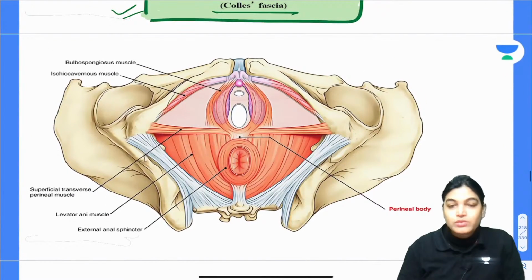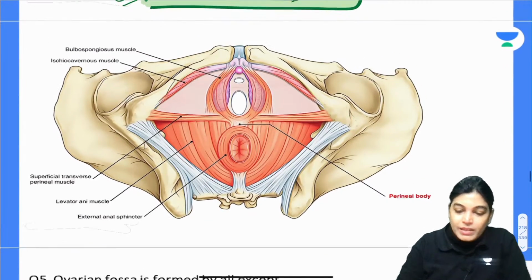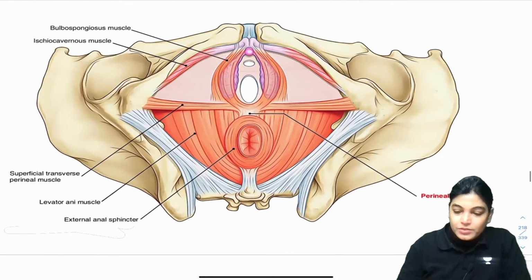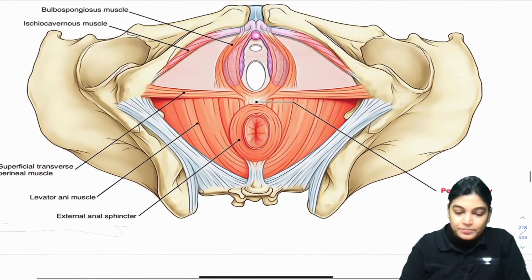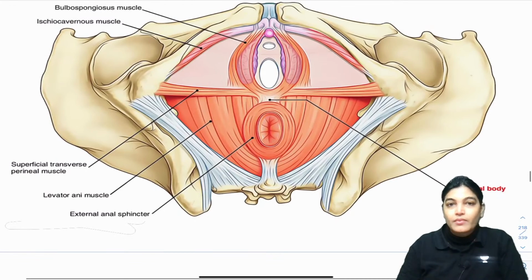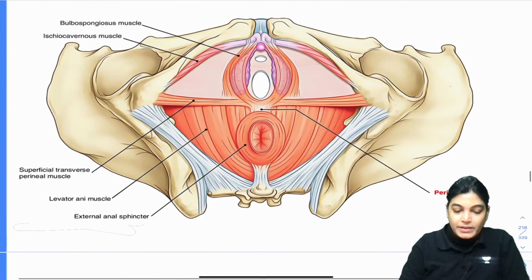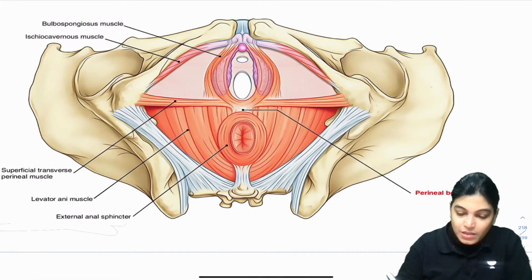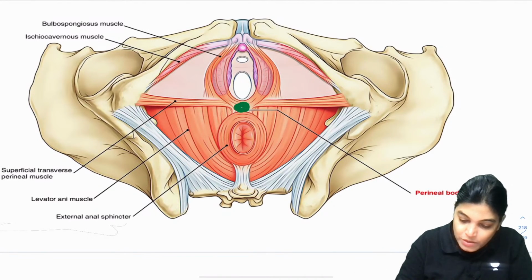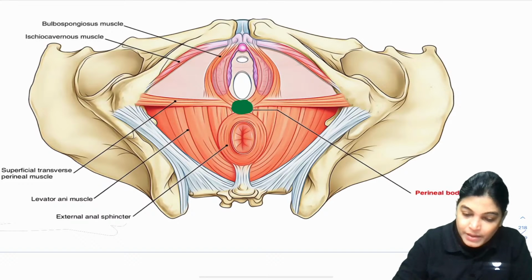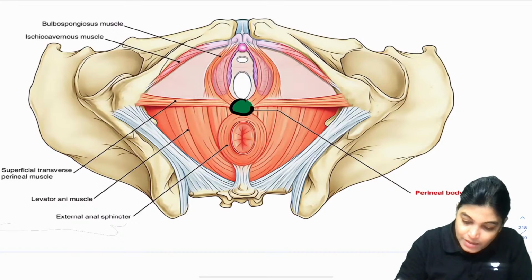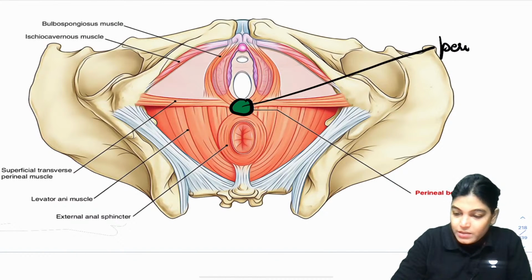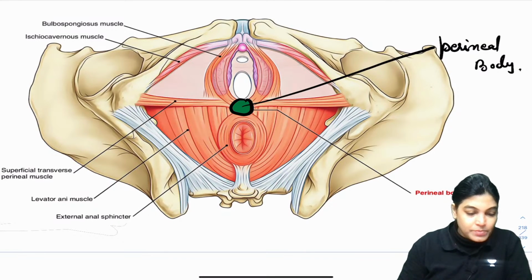Other than that, I would also like to show you the perineal body. Let me slightly enlarge this diagram. Okay, you can clearly see the perineal body. Let me mark a fibromuscular node here, this nodular structure where interlacing of the muscles is taking place. This zone is called the perineal body.